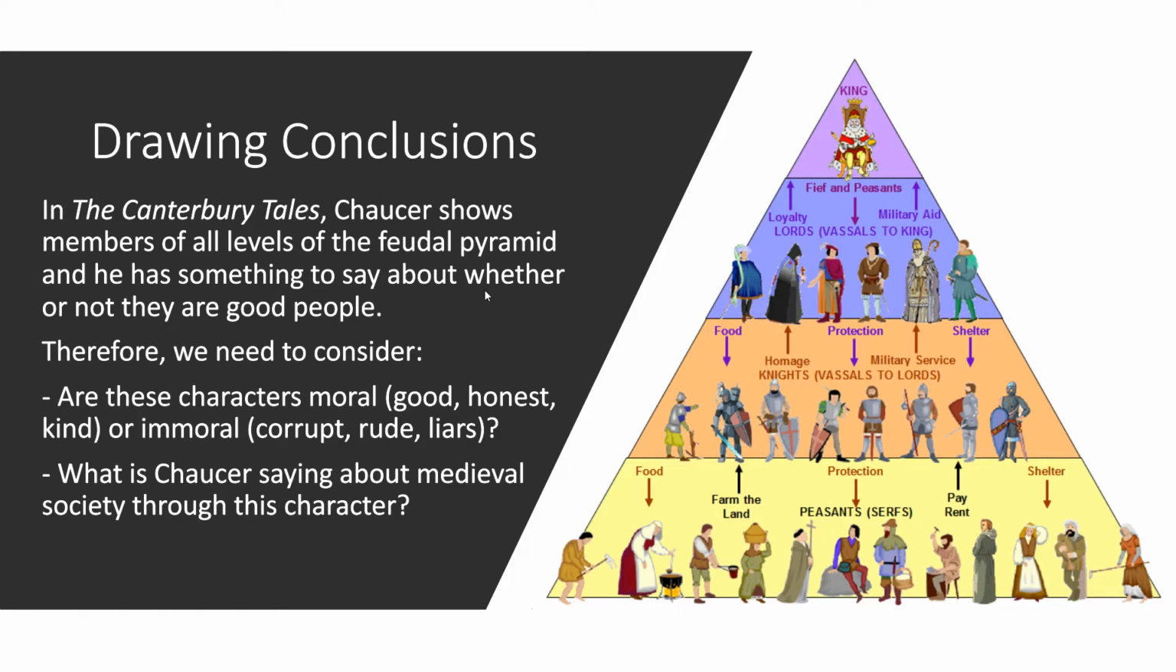So, when we're looking at these characters, we do want to see what they look like and how they act and that sort of thing. But we also want to be asking, are these characters moral? Are they good, honest, kind people? Or are they immoral? Are they corrupt? Are they rude? Are they liars? And what is Chaucer saying about medieval society, about this whole feudal pyramid, by mentioning this character and telling us the things that he tells us?